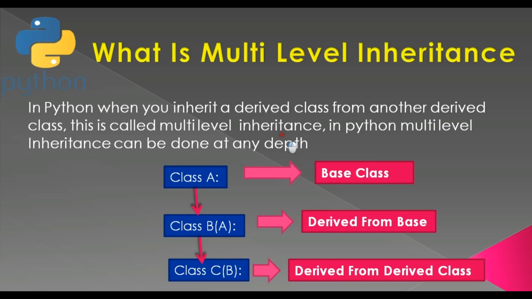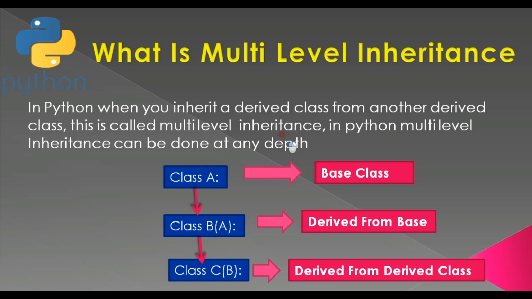So first of all, what is multi-level inheritance? In Python, when you inherit a derived class from another derived class, this is called multi-level inheritance. In Python programming language, multi-level inheritance can be done at any depth. So for example, we have a class A and this is our base class. We have another class, class B. Now this class B inherits or is derived from class A. We have another class called class C. Now this class C inherits from class B. So like this, you can use multi-level inheritance at any depth.